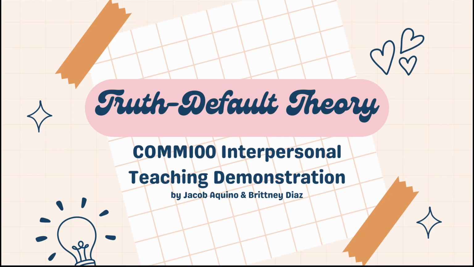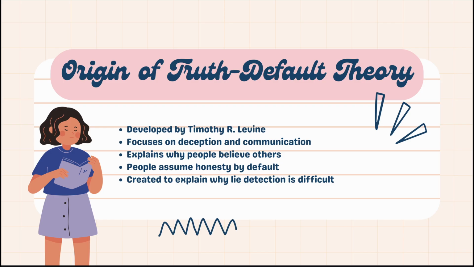Today we're going to be talking about truth default theory. This theory helps explain why people are not usually very good at detecting lies and why deception can actually be more successful than people think. Truth default theory was developed by Timothy Levine, and the main idea is pretty simple. Most people naturally assume other people are telling the truth, unless something gives them a reason to doubt it.